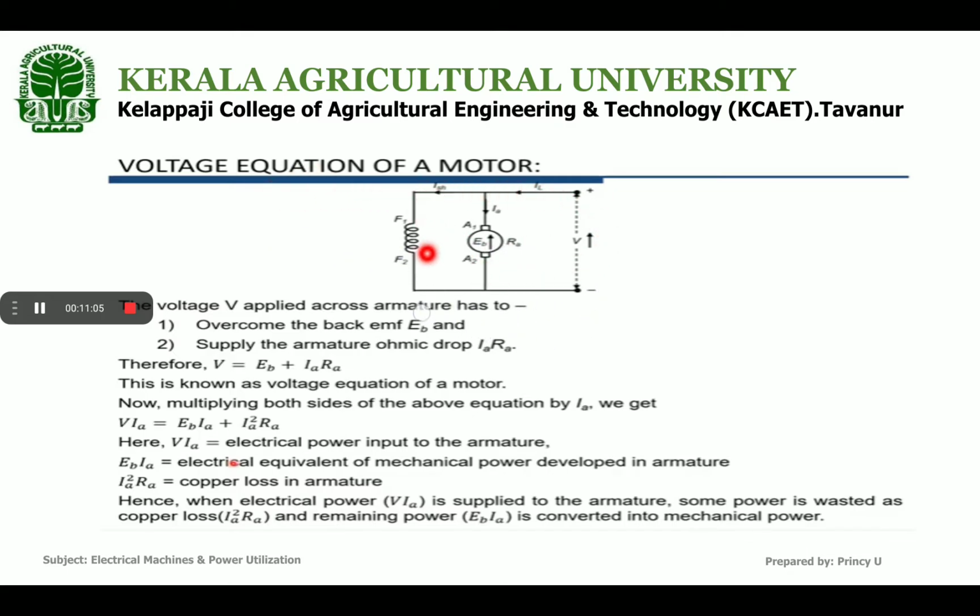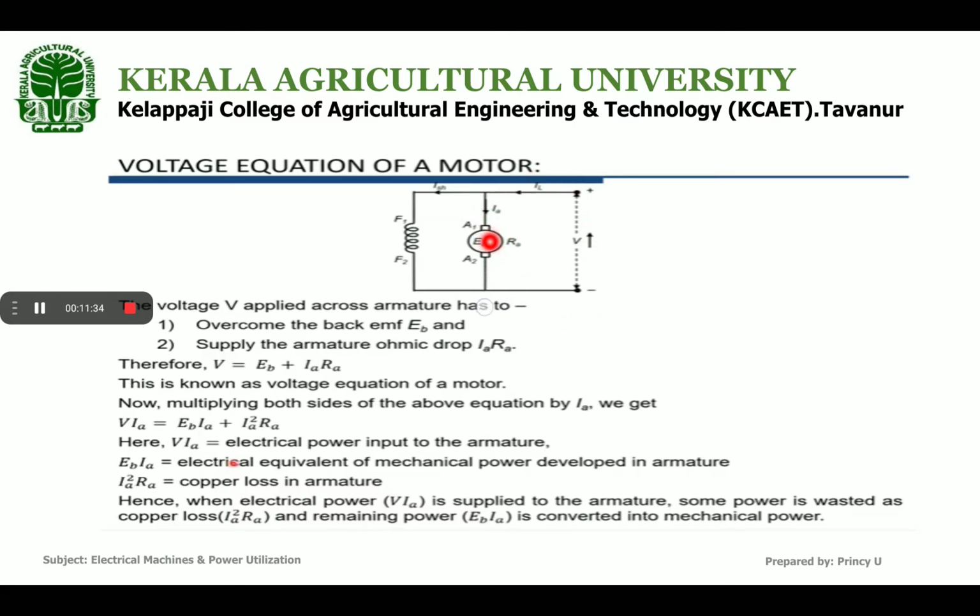Let's draw a single line diagram of a DC motor, shunt motor. The shunt field winding is connected in parallel to armature. Okay, this is a motor. We know that in a motor, V is the input voltage. Input voltage is given to armature. The input voltage has to overcome two parts. What are the two things which have to be overcome?